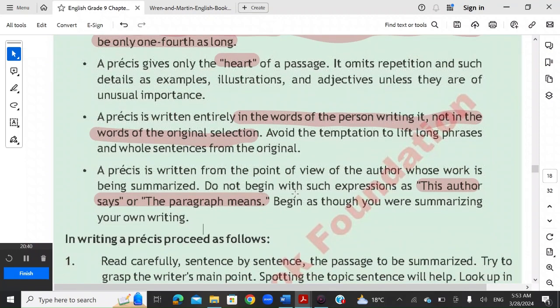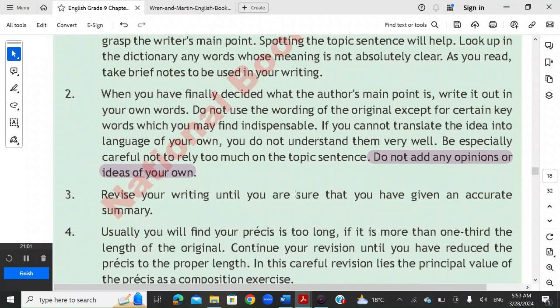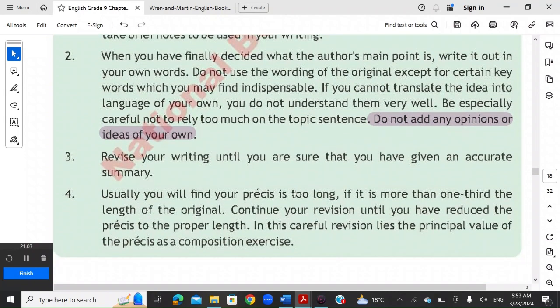A precis is written entirely in the words of the person writing it. You are supposed to write it down in compact form, and you do not use the first or second person. Rather, you use the third person pronoun in precis writing. This is a bit of information, and yes, the most important thing, I have highlighted in a different color. So the most important thing is, do not add any opinion or ideas of your own.